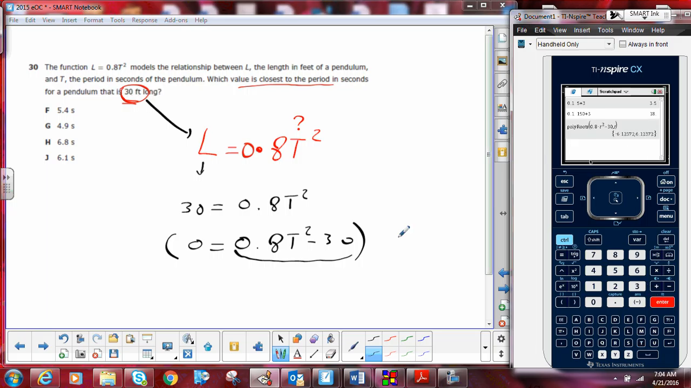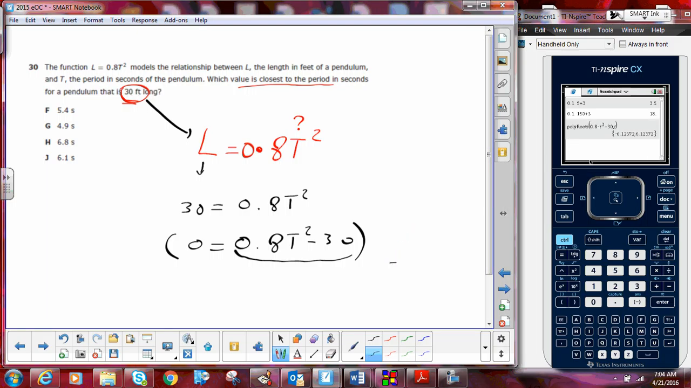We have two values. The first value is negative 6.12. The second value is 6.12 seconds. Now you're going to choose one. Since we're dealing with real life, the time cannot be negative. So you're going to cross out the negative time. In this case, you're going to choose only the positive time. 6.12 seconds. 6.12 seconds is J.